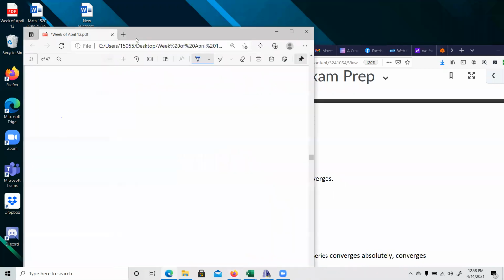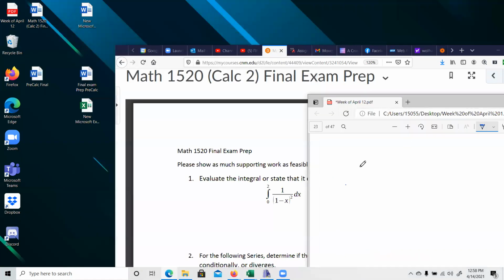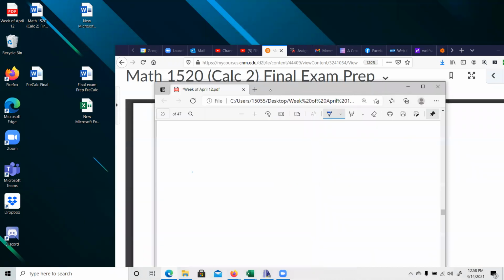So I'm not going to apologize if your final exam question is easier than the prep, but I will feel bad if it's harder. So let's go ahead. We're going to look at evaluate the integral, this one, or state that it diverges. So here we go.